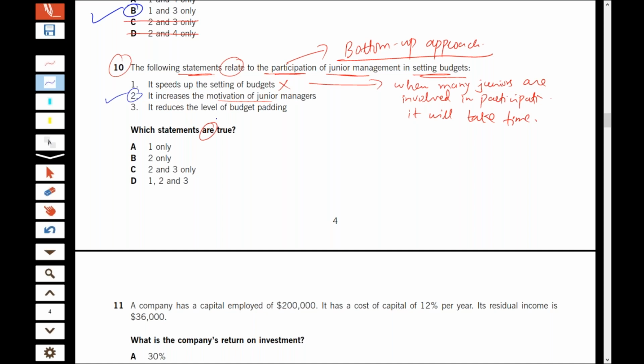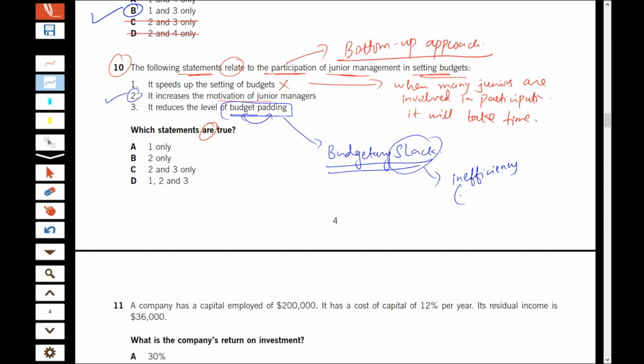Number three, it reduces the level of budget padding. What is budget padding? Budget padding is the budgetary slack, which we had discussed. That is the inefficiency or manipulation in the budget. If you allow your junior, it quite may be possible that they may add slack.